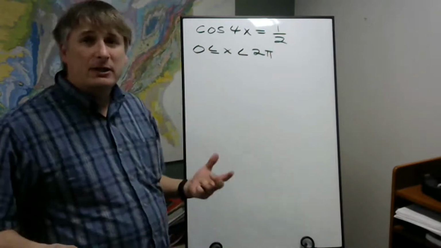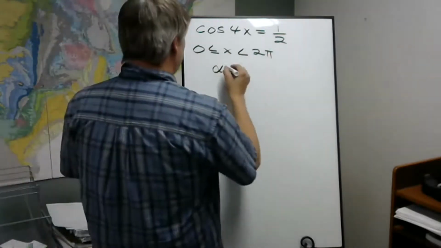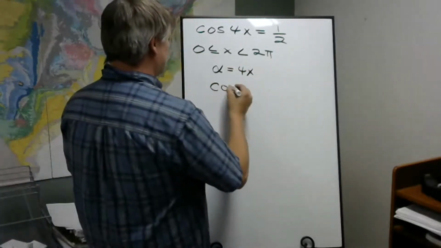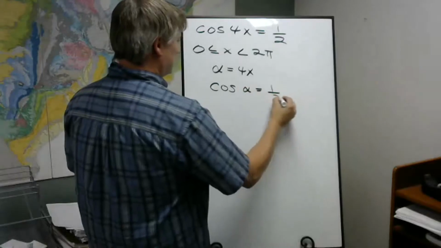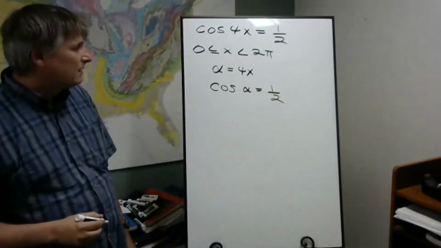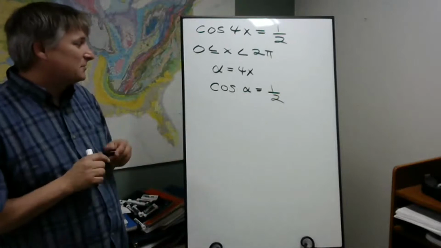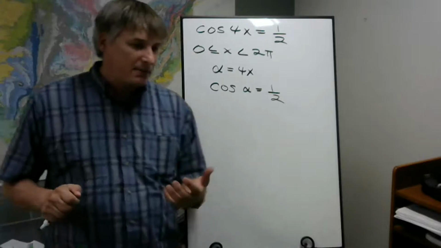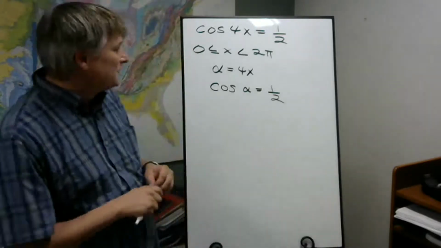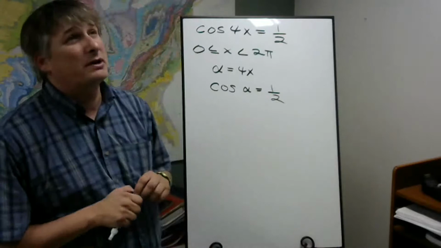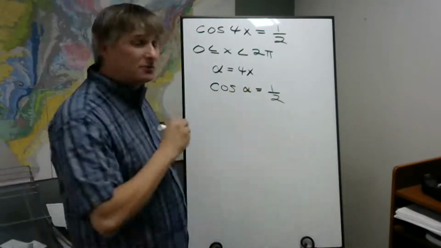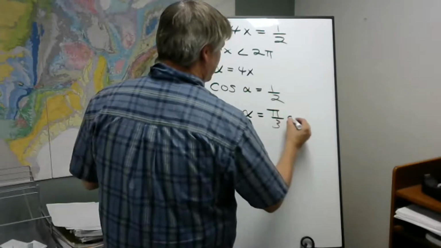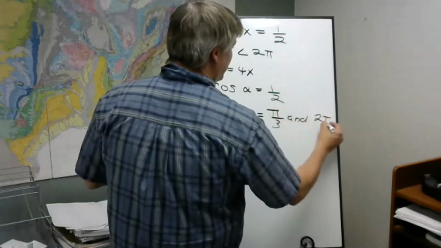So what I'm going to do, I'm going to let alpha equal 4x. So that means cosine of alpha is equal to 1/2. So let's think of all the angles alpha where you take the cosine of those, you're going to get 1/2. And let's think about them in the unit circle. So cosine of what angles give you 1/2? Well, looking on your unit circle, you'll get pi over 3 and 2 pi over 3.